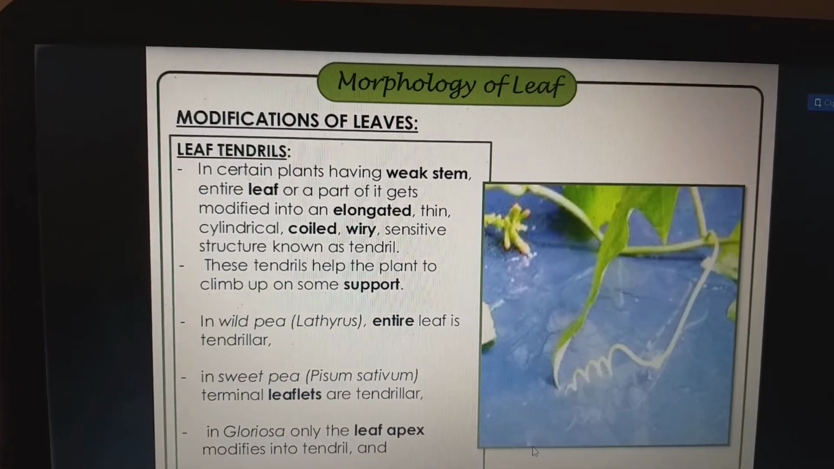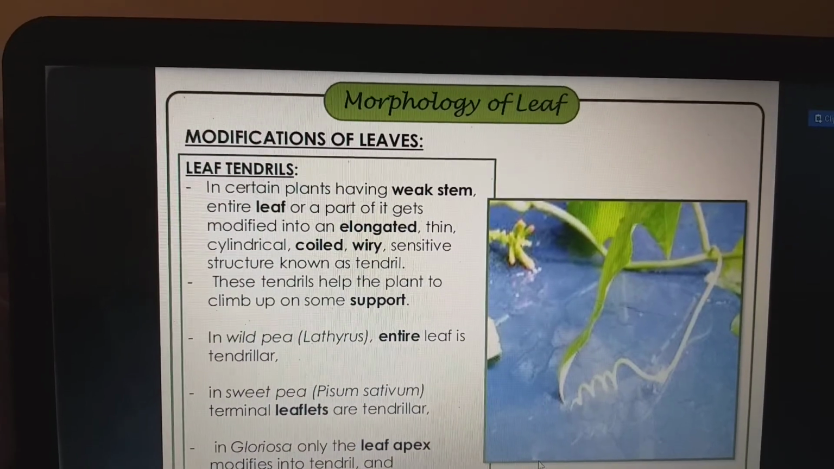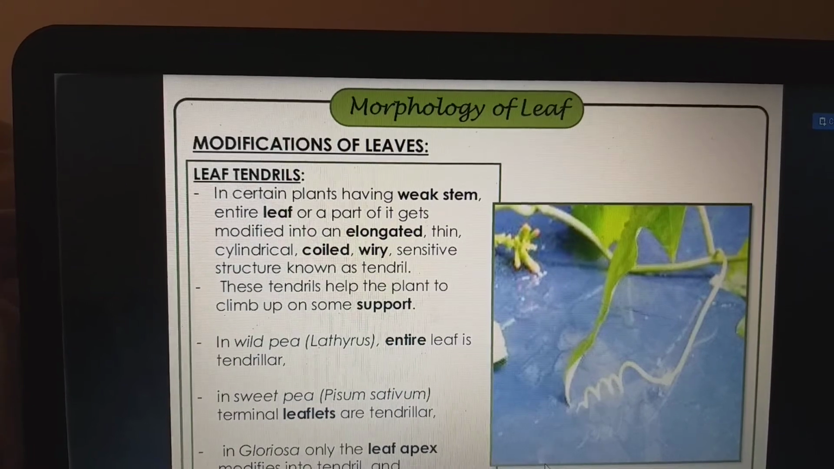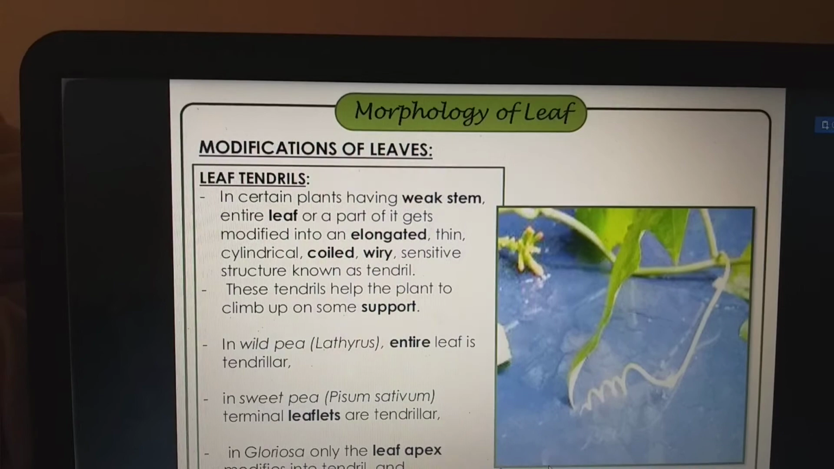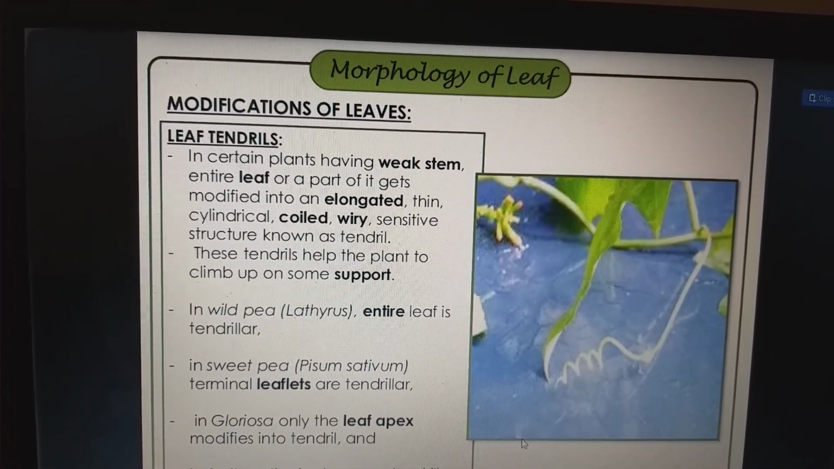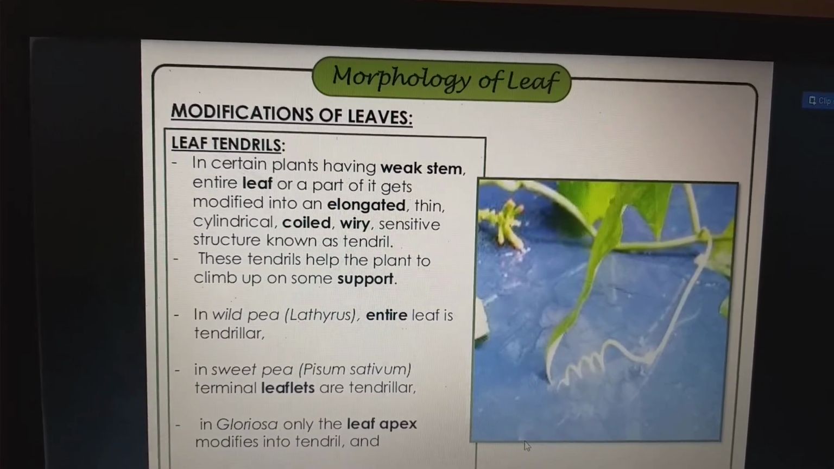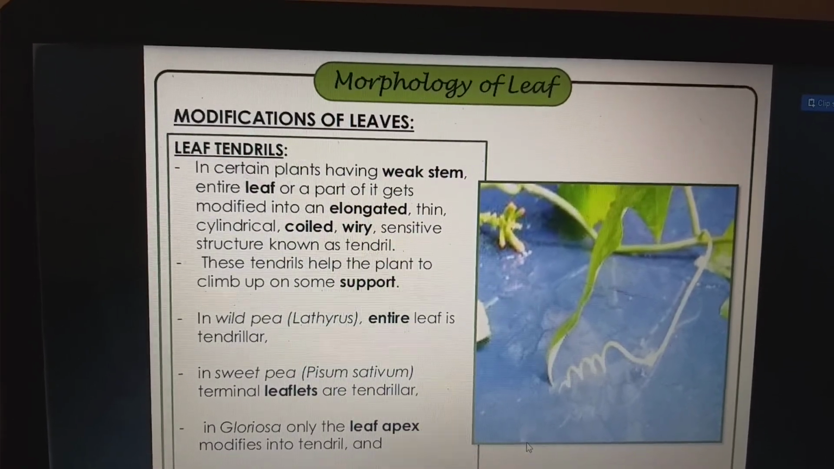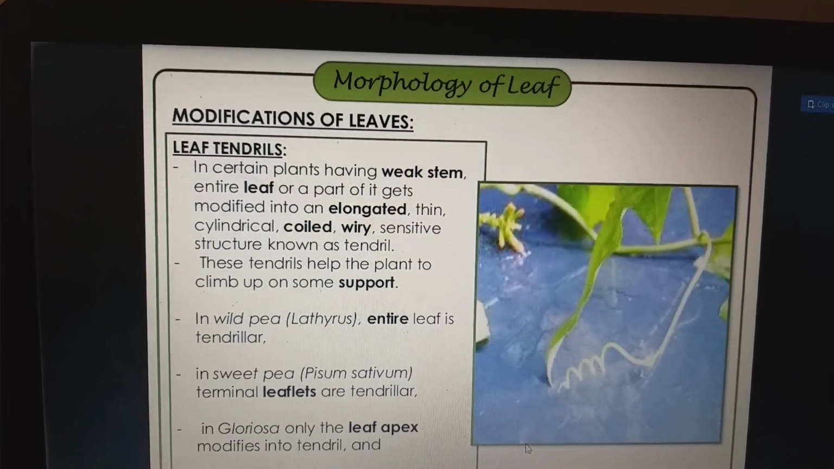And next, leaf tendrils. In certain plants having a weak stem, the entire leaf or a part of the leaf gets modified into an elongated, thin, cylindrical, coiled, wiry, sensitive structure, which we know as tendrils. These tendrils help the plant to climb up and to provide some support. In wild pea, Lathyrus, the entire leaf is a tendril. In sweet pea, Pisum sativum, the terminal leaflets are tendrils. In Gloriosa, only the leaf apex is modified into a tendril, and in Smilax, stipules become tendrils.